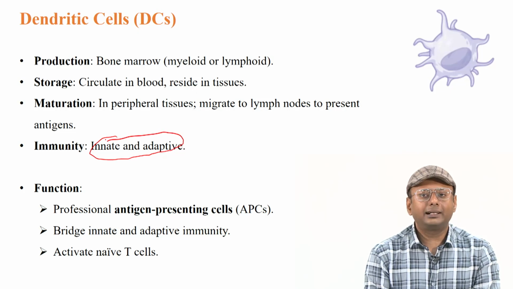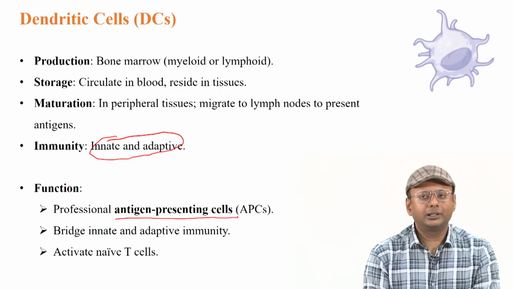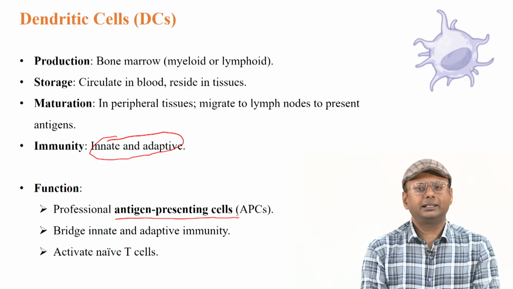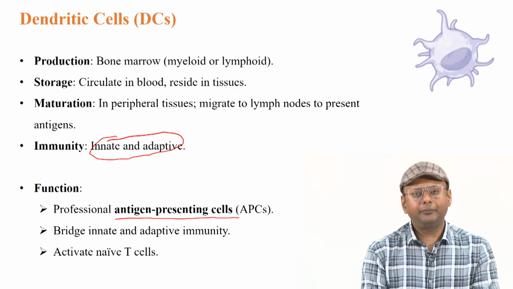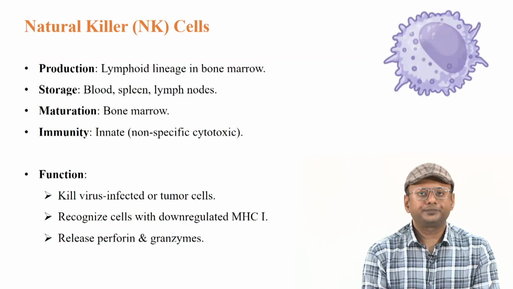The main role of the dendritic cell is that it acts as an antigen presenting cell. It also bridges the gap between innate and adaptive immunity. It also activates naive T cells. So dendritic cells, similar to macrophages, are very important not only because they play an important role in antigen presentation, but also because they bridge the gap between innate and adaptive immunity.